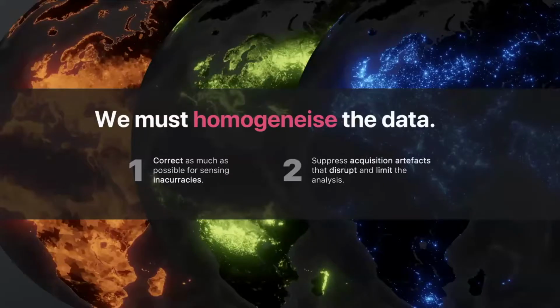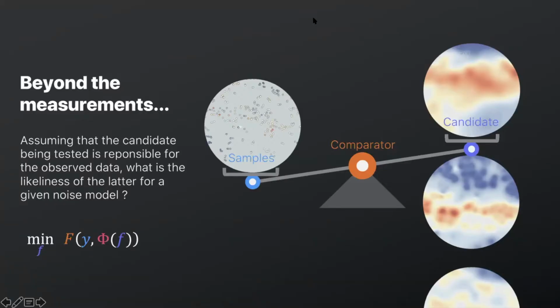So if we want to integrate all this data in a common product, we must homogenize it. This means that we must correct as much as possible for sensing inaccuracies, as well as suppress acquisition artifacts that may disrupt the analysis. So we can formulate this homogenization problem as an inverse problem.